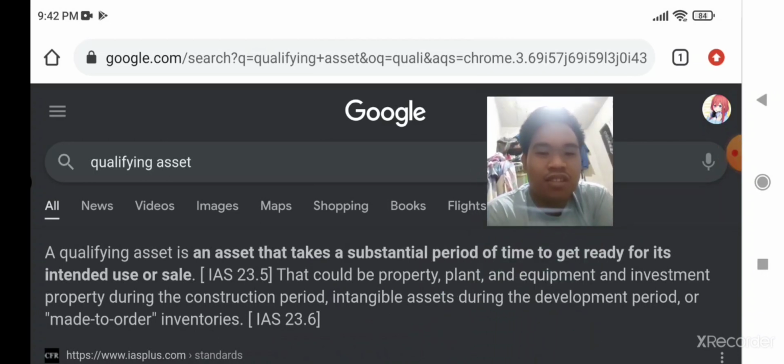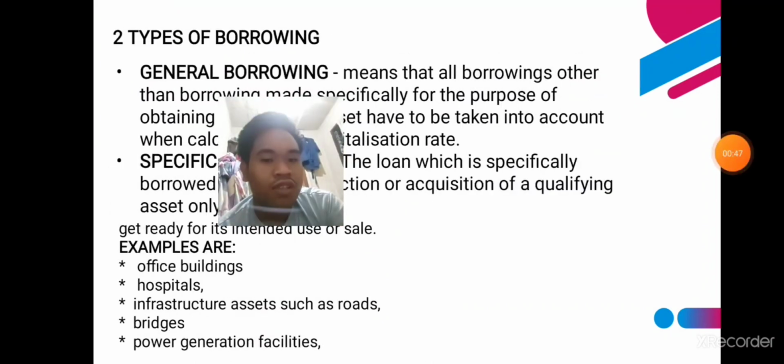So a qualifying asset is an asset that takes a substantial period to get ready for its intended use or sale. Examples of qualifying assets are office buildings, hospitals, infrastructure assets such as roads, bridges, power generation or facilities.